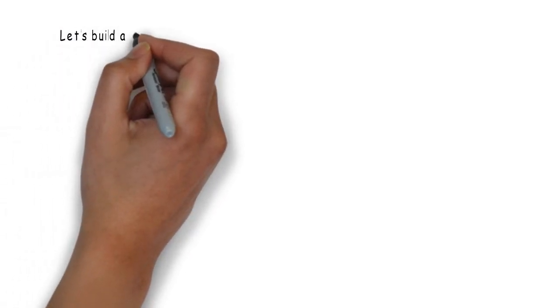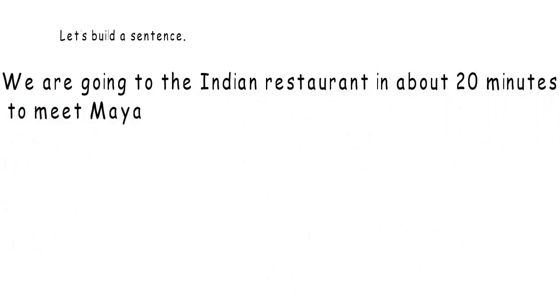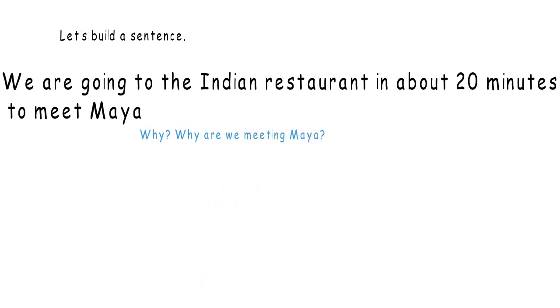Let's build a sentence. We are going to the Indian restaurant in about 20 minutes to meet Maya. Why? Why are we meeting Maya? For her birthday. Oh, it's a birthday party.